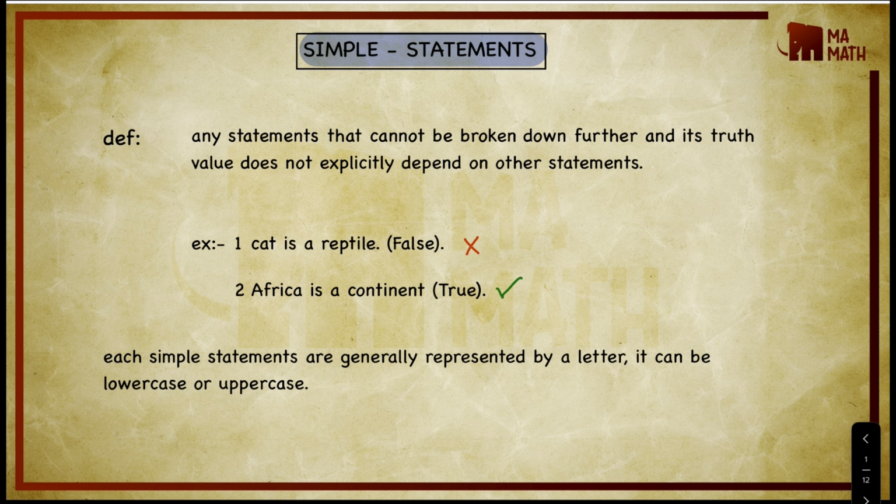Each simple statement is generally represented by a letter. It can be lowercase or uppercase. For example, the first statement can be represented with a letter P, or you can have a capital P, or small q, capital Q, and similarly you can represent with, let's say, A or just B. So these are generally the representations of statements.